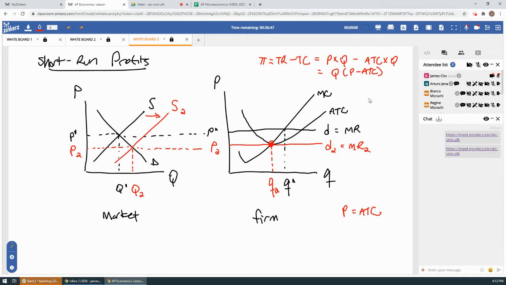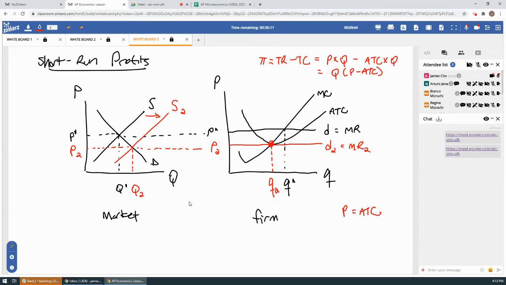If price is equal to average total cost, like if 5 is equal to 5, then what is 5 minus 5? 0. Okay, and if P minus ATC is 0, if I multiply that by Q, that means at Q2, my profit is equal to 0. I have no economic profit there whatsoever, which means there's no more reason for any more firms to come in. So I'm going to be stopping at S2.